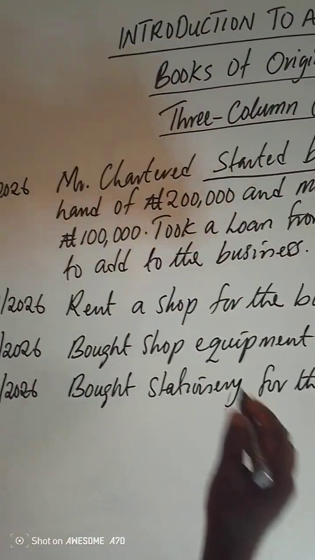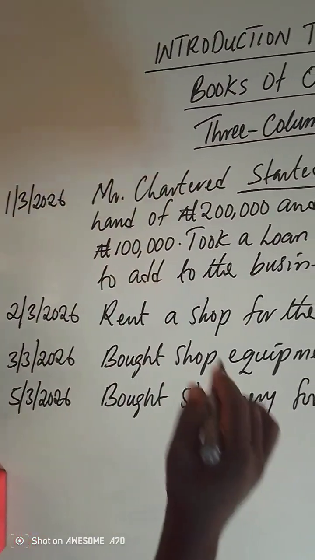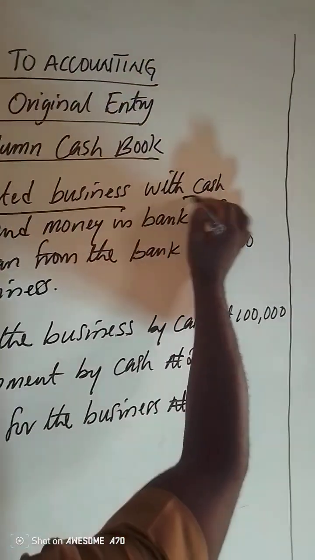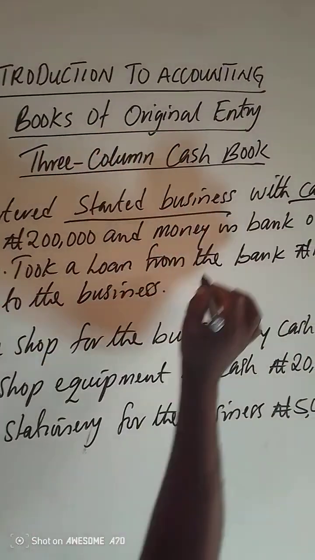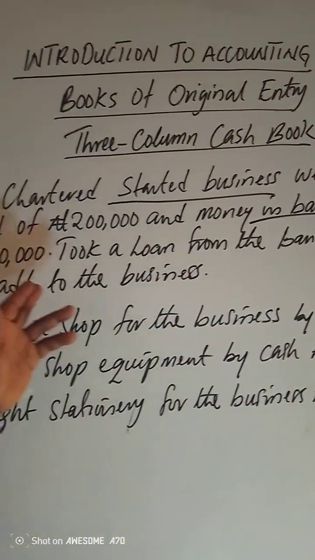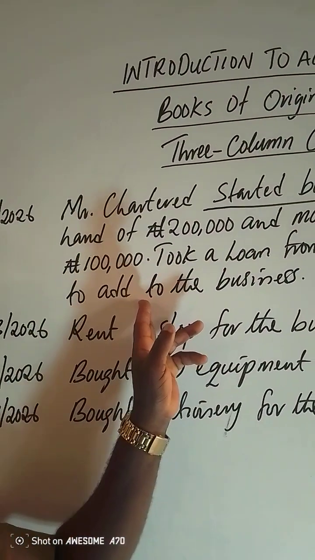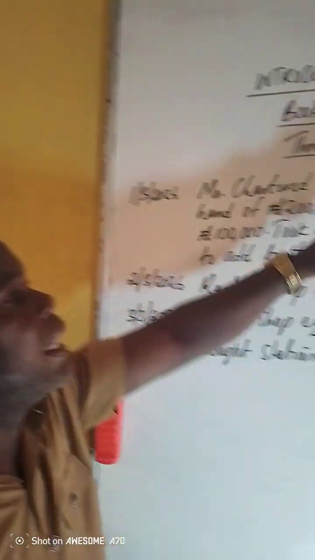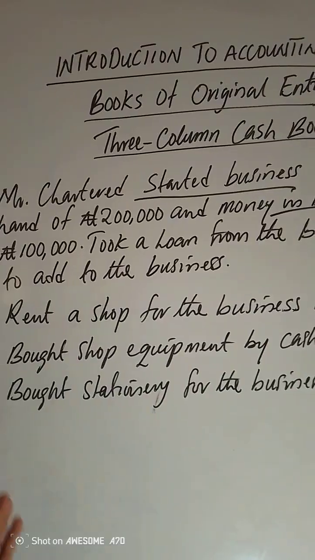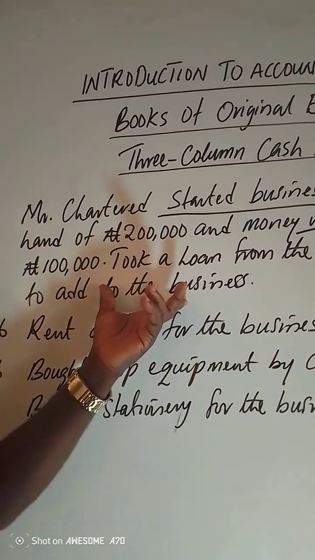But in this case, we are dealing with the cash book. So the owner is giving capital into the business by way of cash and by way of money in the bank. And as well, he took a loan. A loan here is not capital. So let's address the issue of starting business with cash in hand and money in the bank of 100,000 before we come back to this.